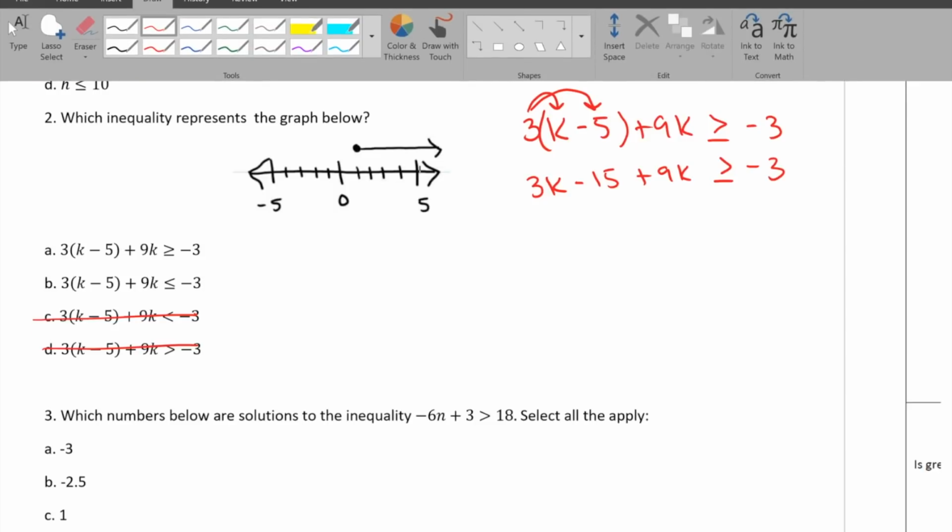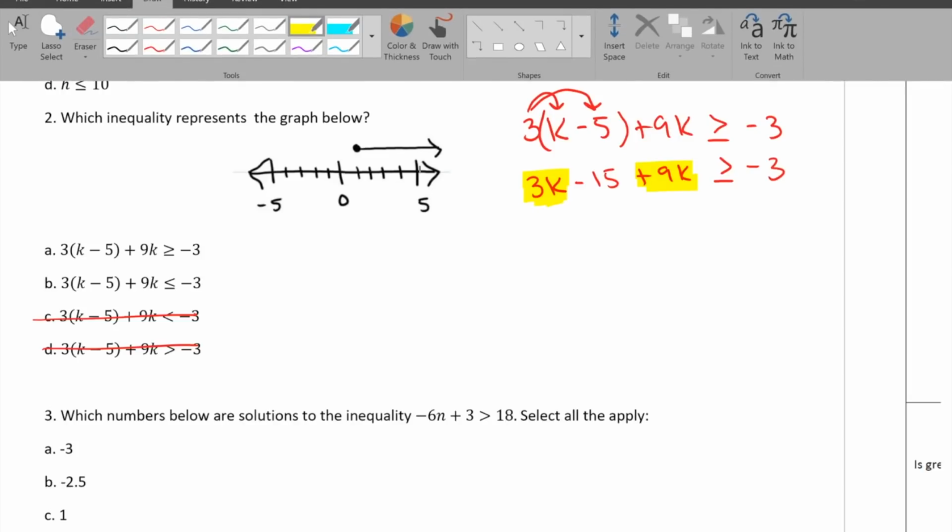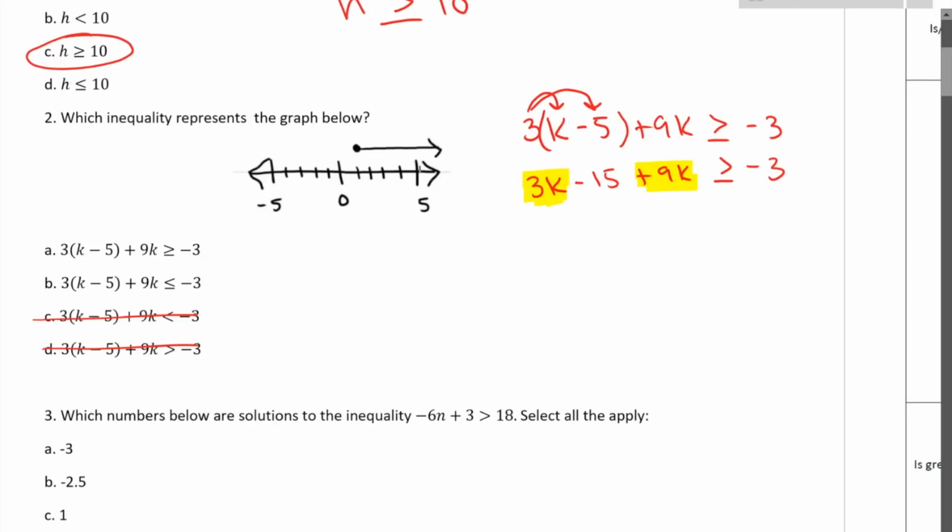Now, next thing I'm going to do is combine like terms. So I'm going to start off with 3k. Is there another k in the problem? Well, yeah, it's 9k right here. So I combine like terms. 3 plus 9, 9, 10, 11, and 12. 12k minus 15 greater than or equal to negative 3.